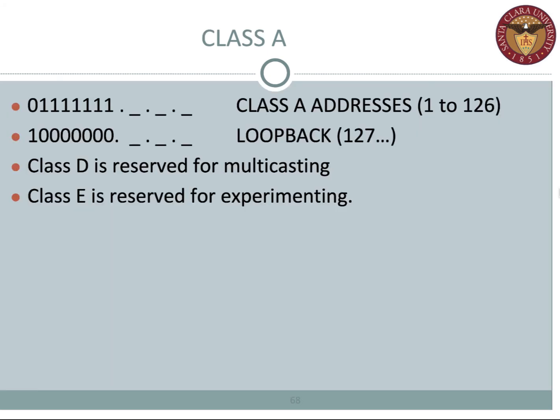The IP address that starts with 127 is reserved for a computer to communicate with itself, and it is called loopback. Loopback is mostly used by developers and system administrators when testing software.